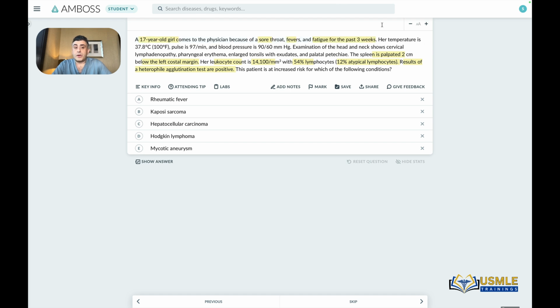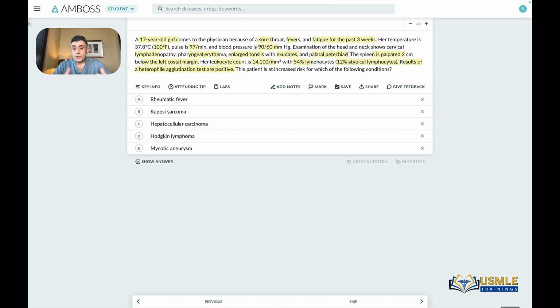Not good. Her temp is 100. Okay, and we talked about this before in previous videos, 100 degrees Fahrenheit. It is on the higher end. It's not 98.7 or 99.1. It's showing us that there is some temperature. Pulse is 97, okay, and blood pressure is low. Examination of the head and neck shows cervical lymphadenopathy, pharyngeal erythema, enlarged tonsils, exudates, and palatal petechiae.